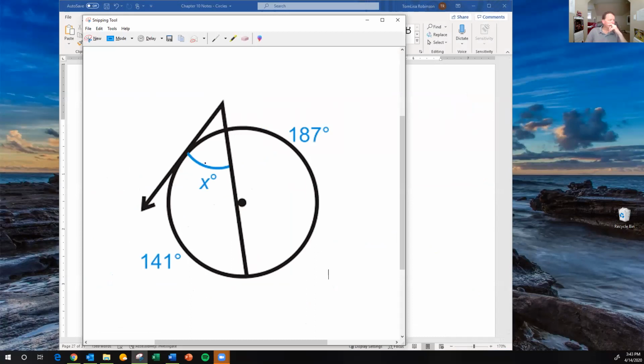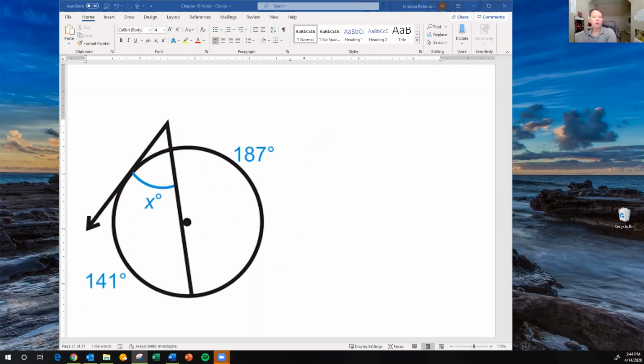So if I want to find X here, this is a little bit tricky because now I have a tangent and a secant. But I can see here that the tangent and the secant together are cutting off this arc for sure, and then also that arc. But I don't know what that arc measure is. What I do know is this. I'm going to take it off the screen for a second. Bear with me. I do know that 187 plus 141 plus, we'll call it Y, equals 360.